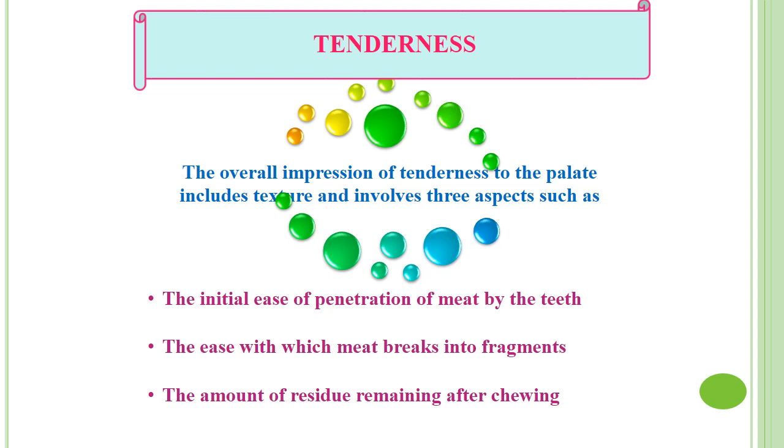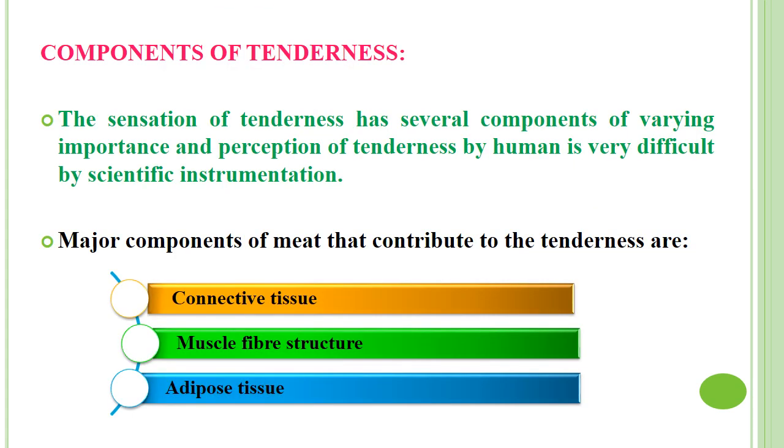So we will see different aspects of it. Now we will see the different components of tenderness. The sensation of tenderness has several components of varying importance, and perception of tenderness by humans is very difficult to capture by scientific instrumentation. So it is not easy to correlate human perception with machine measurement. The measurement of tenderness is also done by instruments. That's why we are discussing it in this topic on fresh meat quality, or fresh meat properties.